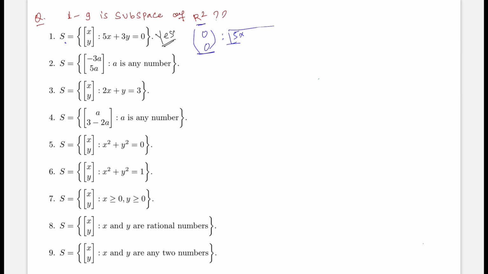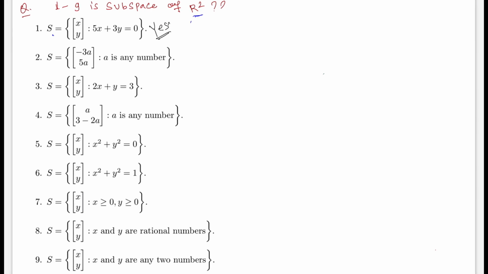Now the second question. Again we have a different set, and we just need to find out if this S is a subspace of R square or not. So you can easily see what kind of vectors, or what kind of elements, and those elements are nothing but the vectors, will be in this set, right?